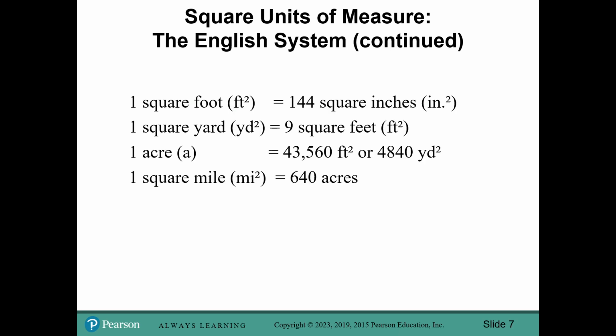So let's look at some of these conversions here. 1 square foot is the same thing as 144 square inches. 1 square yard is the same thing as 9 square feet. 1 acre is the same thing as 43,560 feet squared, or 4,840 yards squared. 1 square mile is the same thing as 640 acres.